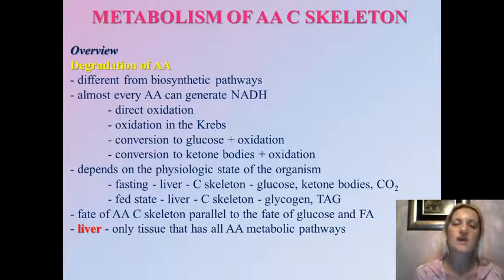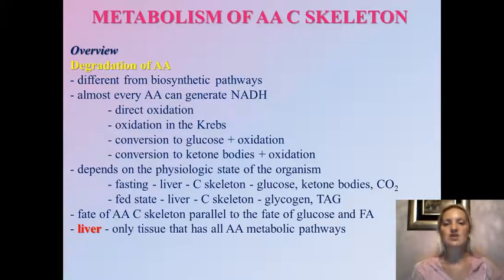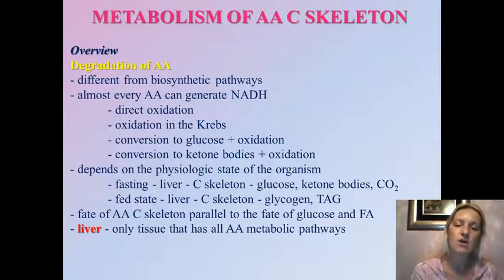So during fasting periods in liver, carbon skeletons of amino acids are converted to glucose, ketone bodies, and carbon dioxide. In the fed state, in liver, carbon skeletons are converted to depots of glycogen and triacylglycerols. So we can say that the fate of the amino acid carbon skeleton is actually parallel to the fate of those of glucose and fatty acids.